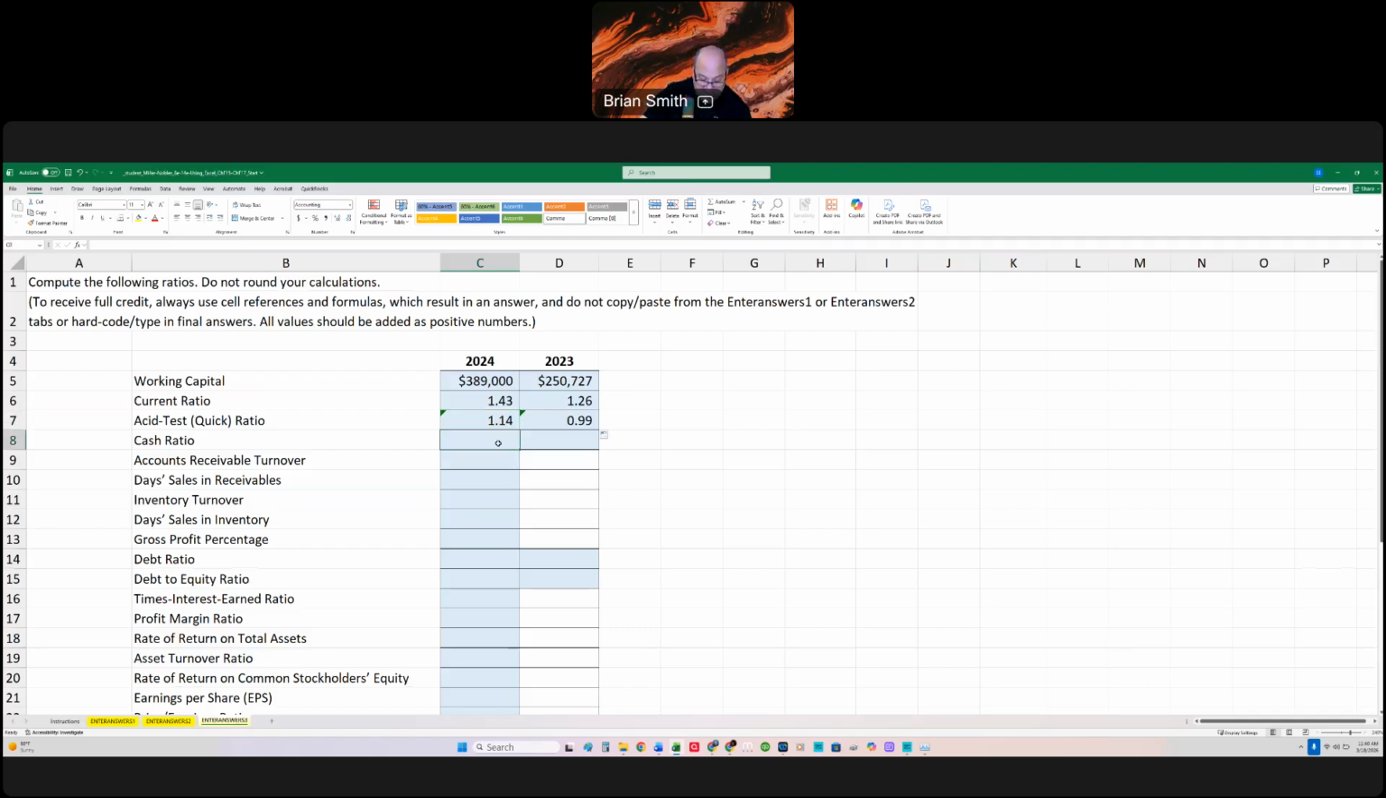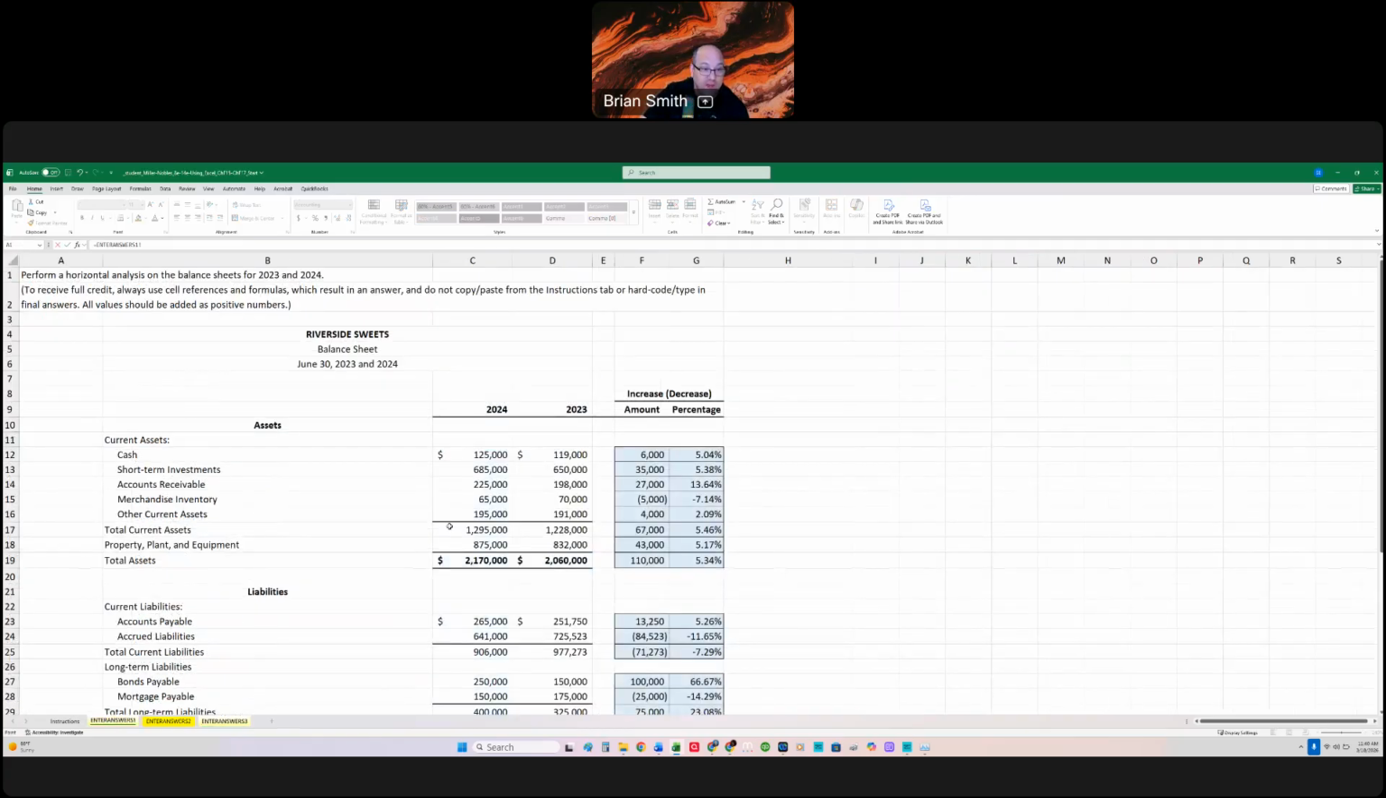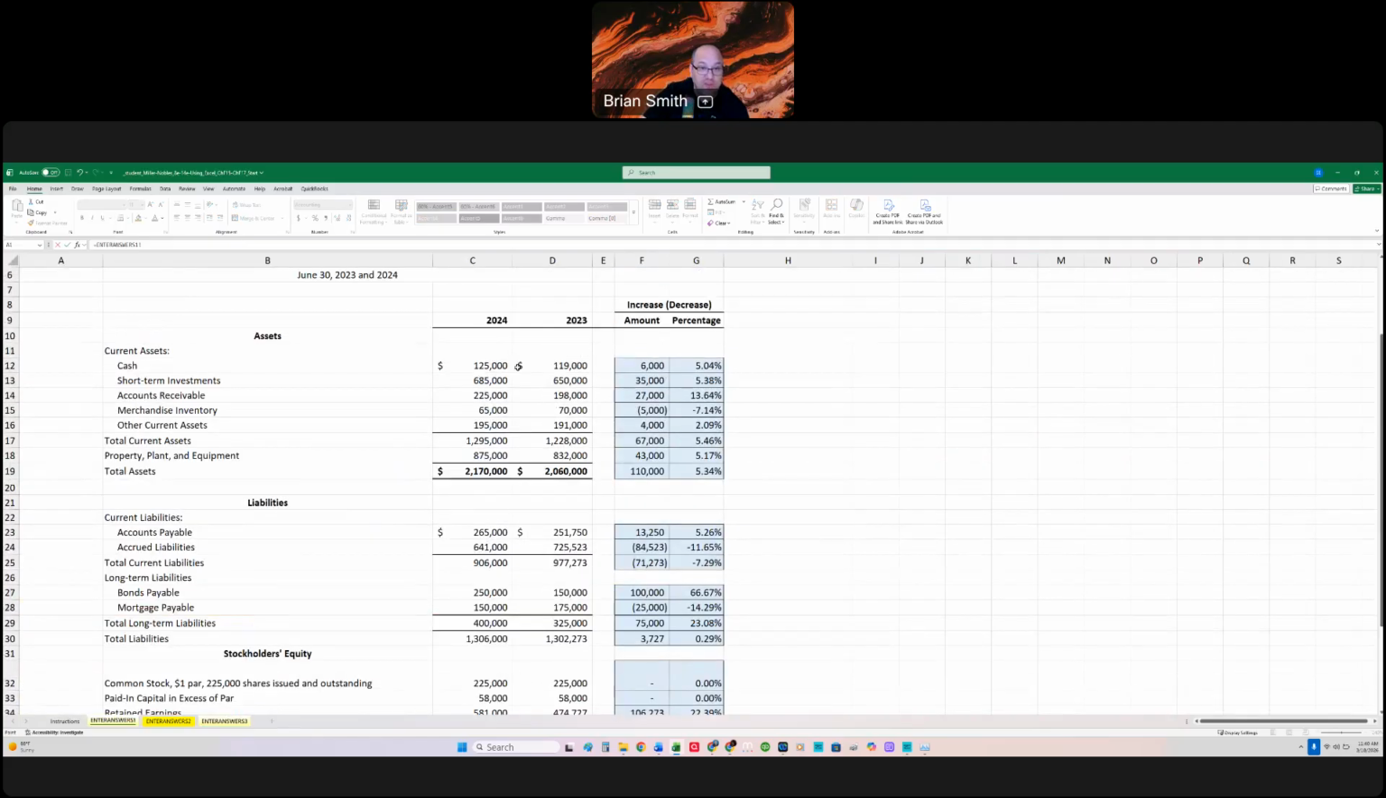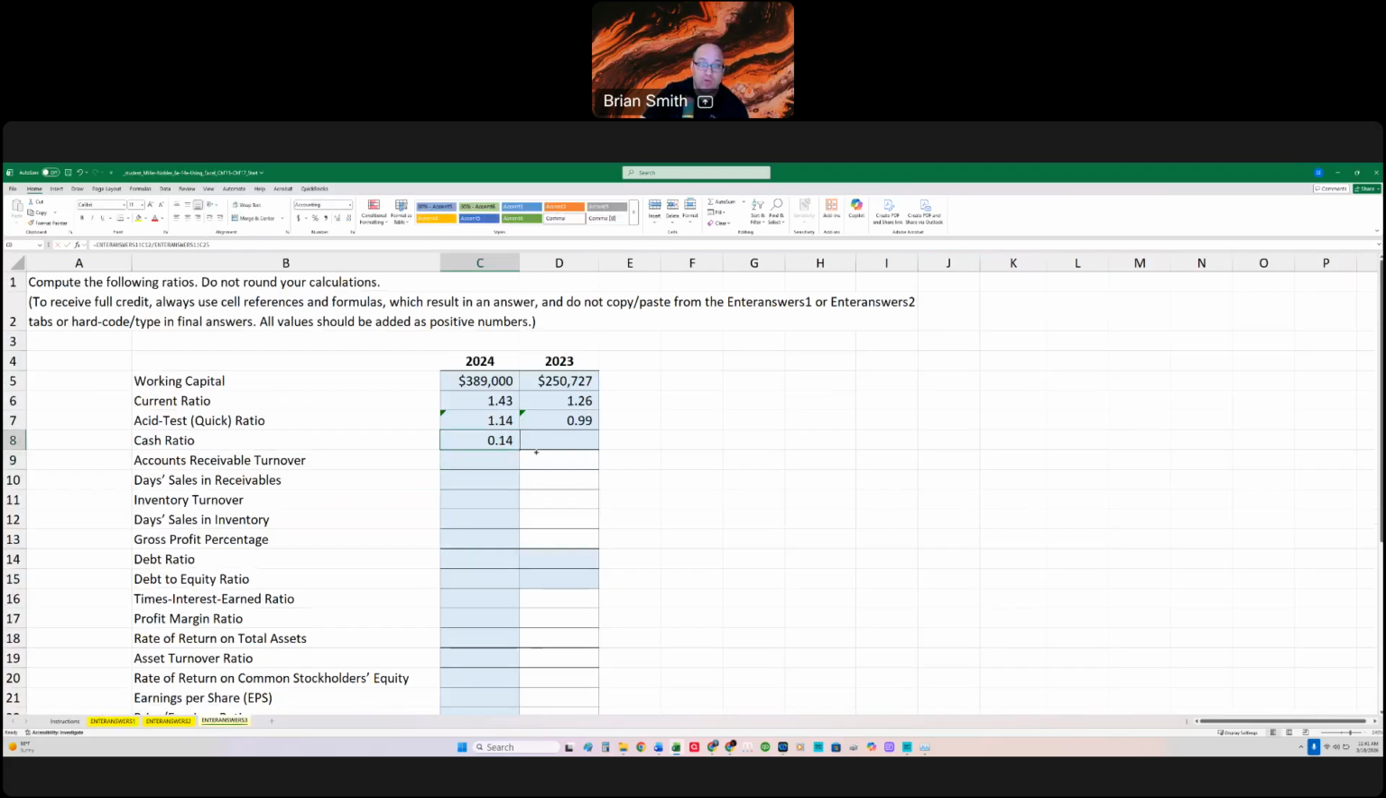Next thing we're going to do is the cash ratio. We're going to take cash plus cash equivalents and divide it by total current liabilities. Let's find out what we consider a cash equivalent over here. I'm thinking it's just this one. I think it's just cash. We're going to divide that by total current liabilities. It's going to be a lot lower. Okay, and then just drag it over. I like that.